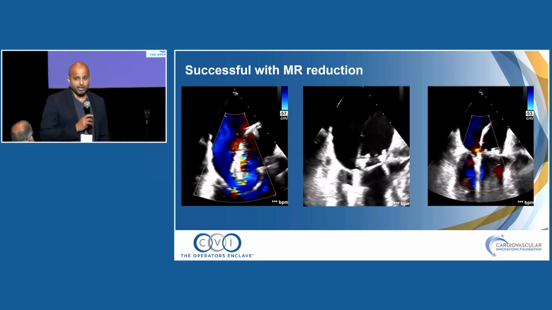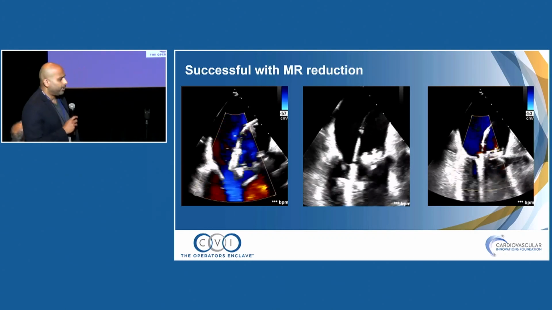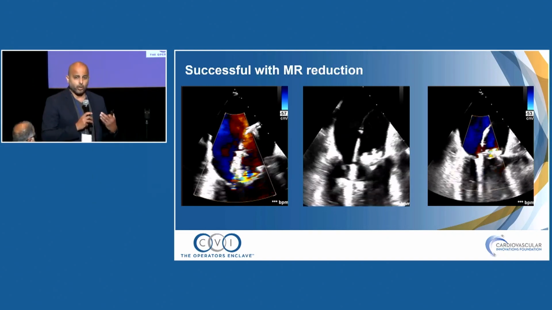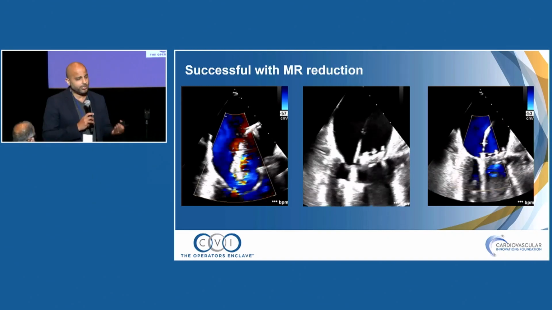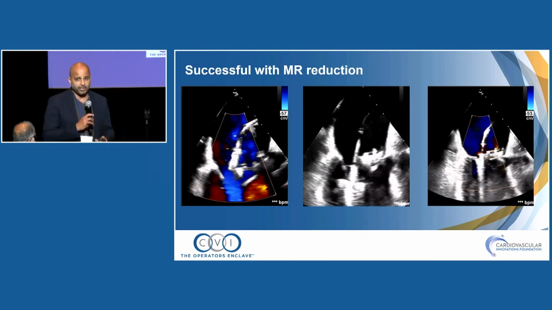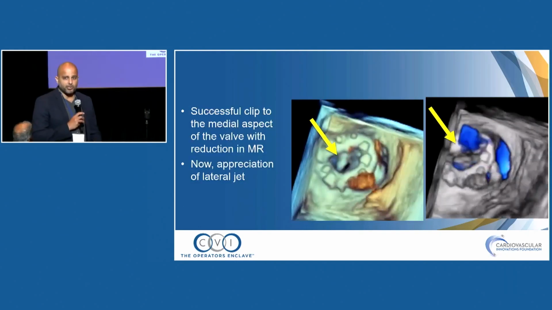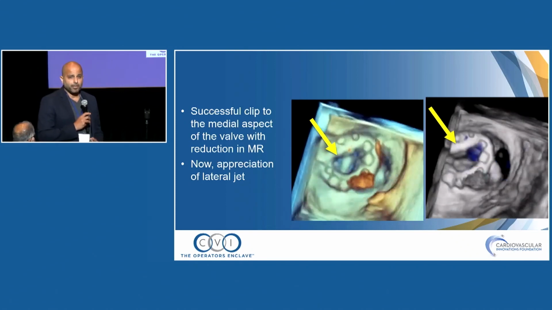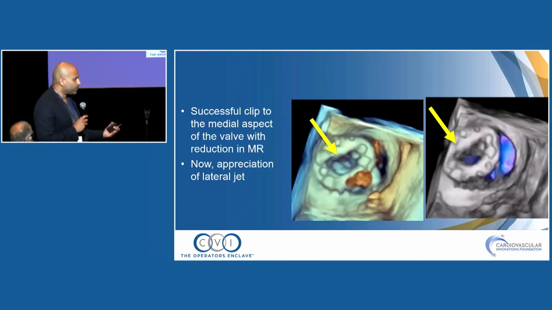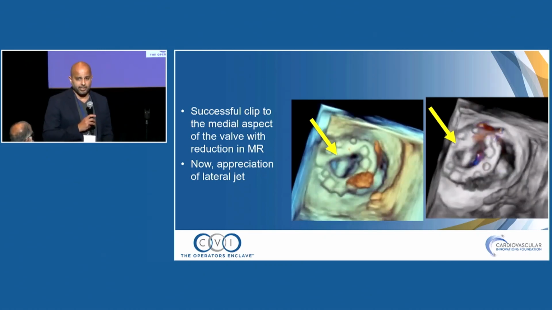Luckily, we were able to get a very good visualization, and I would like to echo the same comment that Joao made, that we are trying to restore the leaflet coaptation here. So it's very important to see the leaflets, both of them sitting nicely and closing nicely, not biasing to one side or the other. After a successful first one, the medial jet is reduced a lot in color, but we noticed the lateral jet is now getting worse and worse due to the fact that it was a flail, and now that's the only part that is leaking.